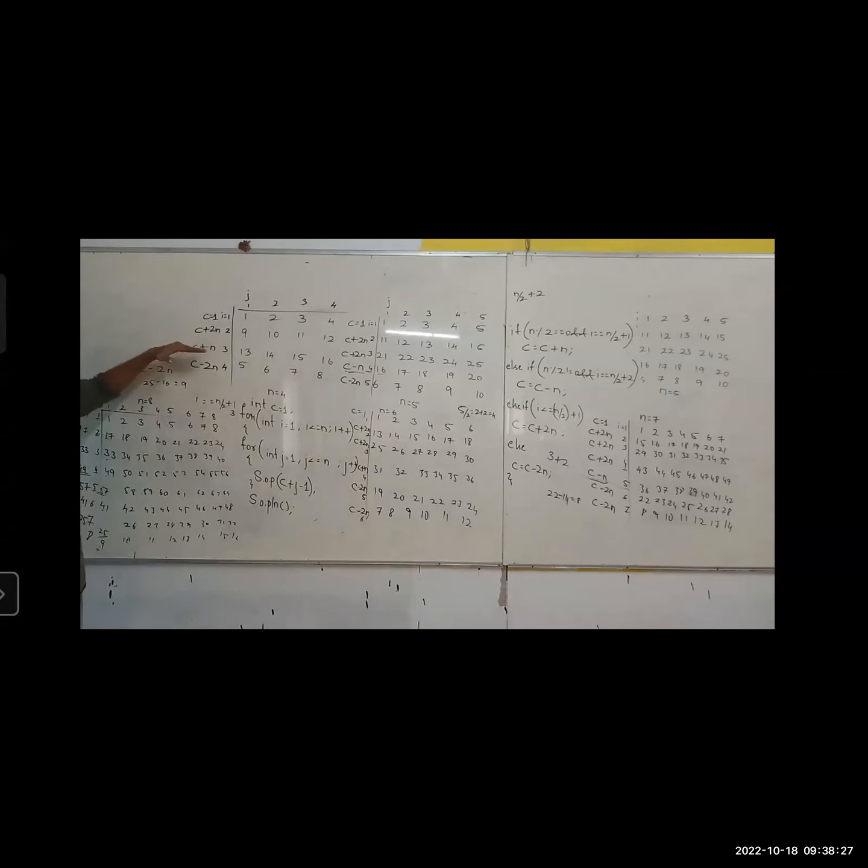Here also, off means 2. Here I cannot show that because it is very less. Here if I consider up to here, right, c plus 2n.